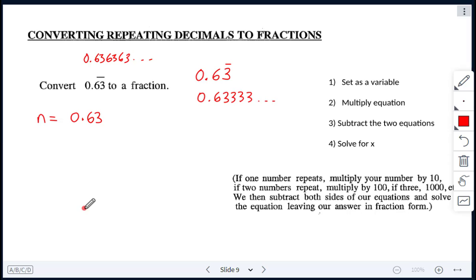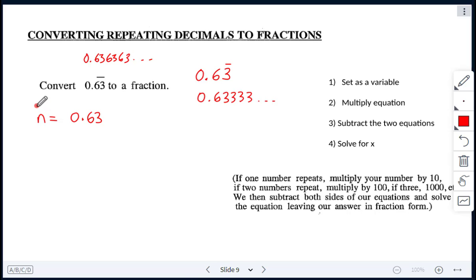So that's our first equation. Now, our next step is to multiply the equation. Well, what are we going to multiply it by? If one number repeats, you multiply by 10. If two numbers repeat, you multiply by 100. And if three numbers repeat, you multiply by 1,000, and so on. Here we have two numbers repeating, so we're going to multiply our whole equation by 100.